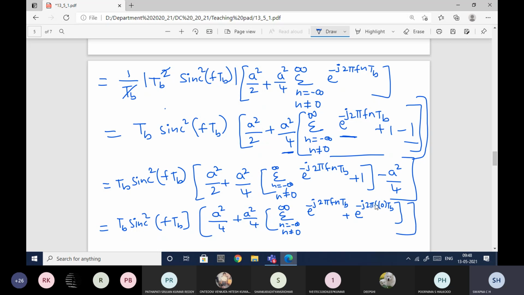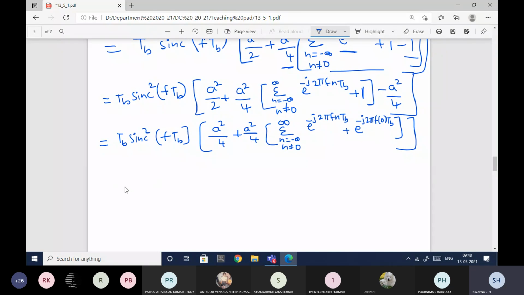It is e power 0 only, no? It is nothing but, see, this 1 I have represented in this way. So again it will be e power 0 only and it will be 1. But here in place of n I have substituted 0. That's all. Will it change? Is it fine? Anybody didn't understand?